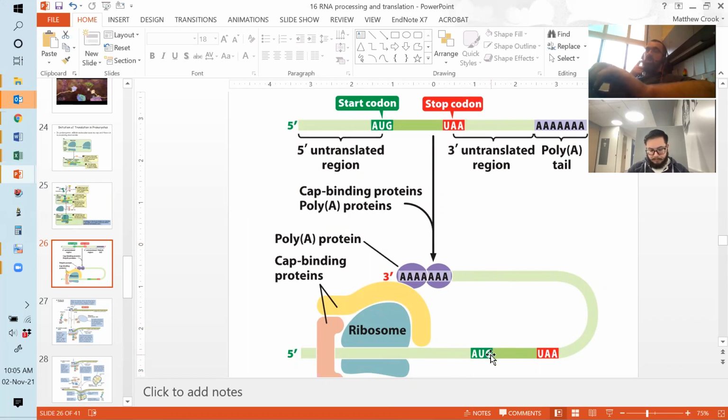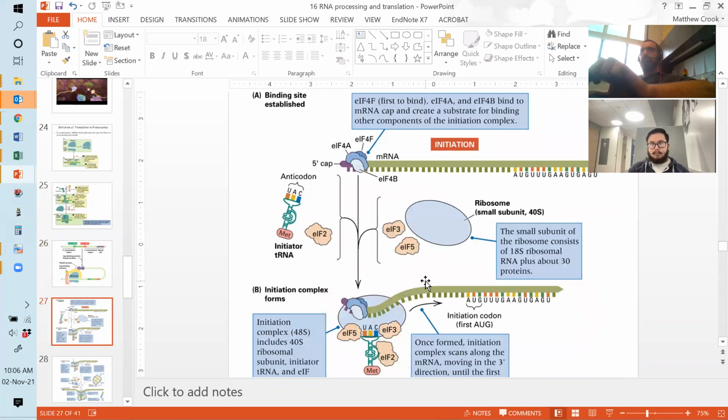And so the proteins that help facilitate that are these 5' cap binding proteins, and also the poly A binding proteins as well, the ones we saw earlier that are involved in protecting the 3' end of the transcript. So it's a little bit more complicated than this, as one would expect. And so this is a much more accurate description.